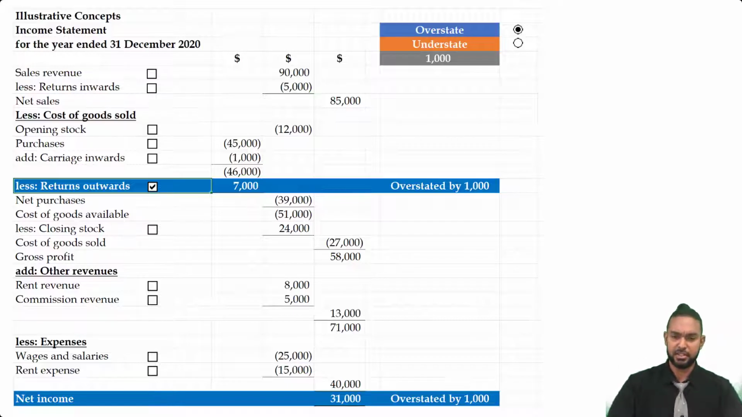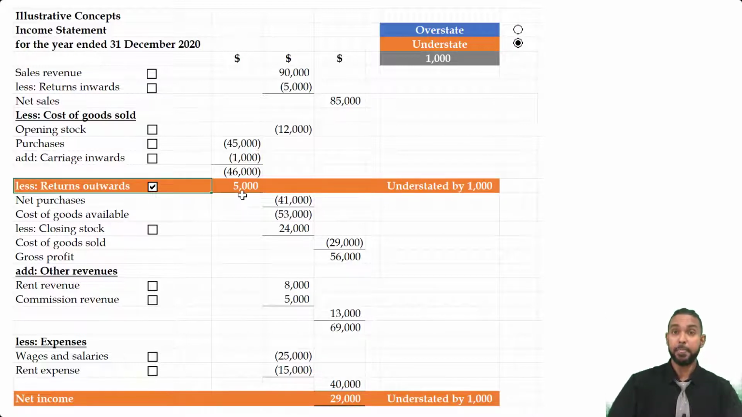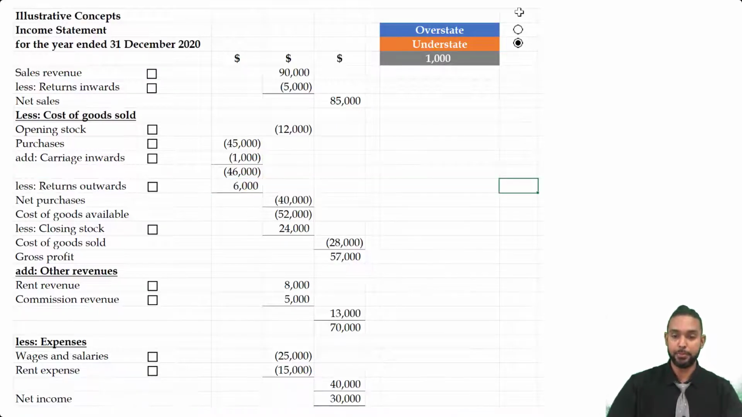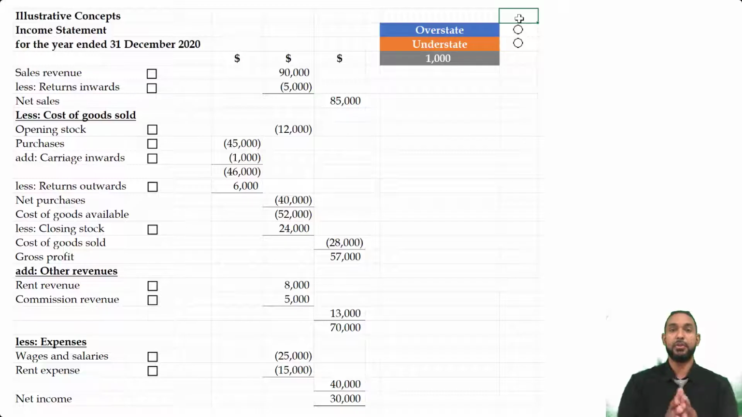Let's take a look. Let's just switch it one time right here. And look at that. It went down to 5, and this went down to 29. So we have a hypothesis, and we proved it. We proved that returns in behaves like an expense and hence follows expense rules, and returns out behaves like a revenue and hence follows the revenue rules for correction.